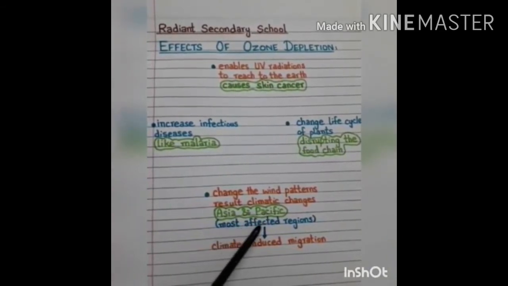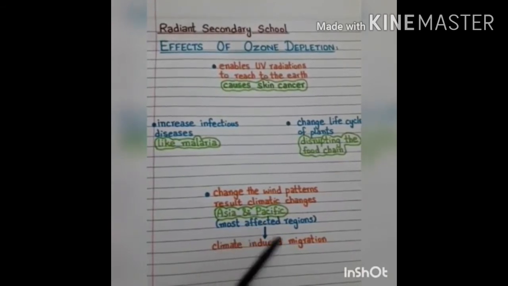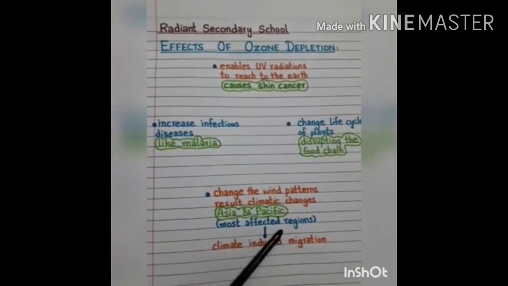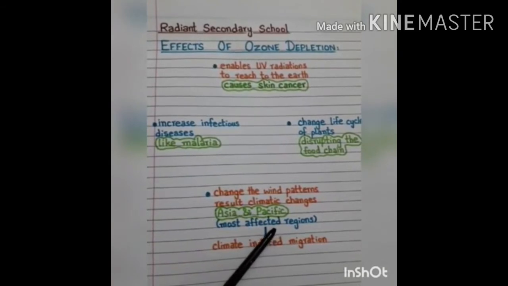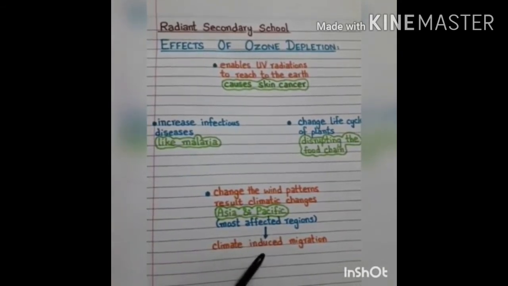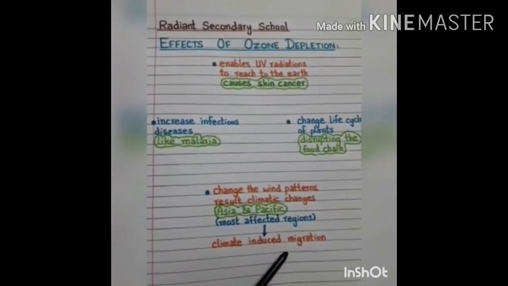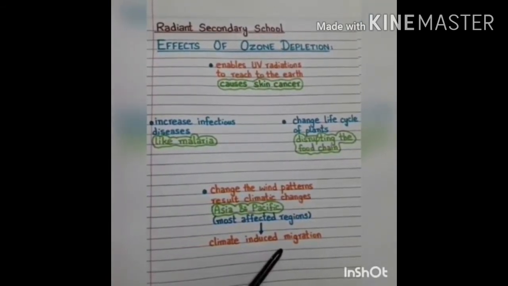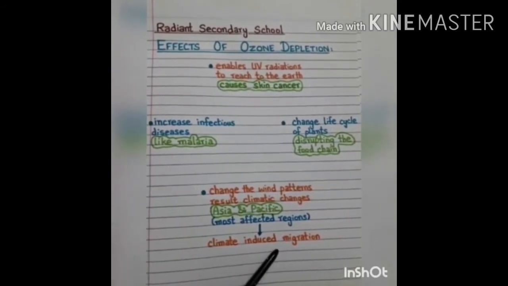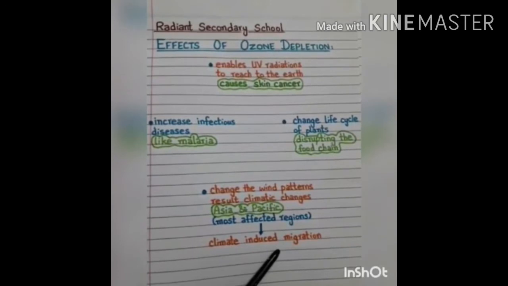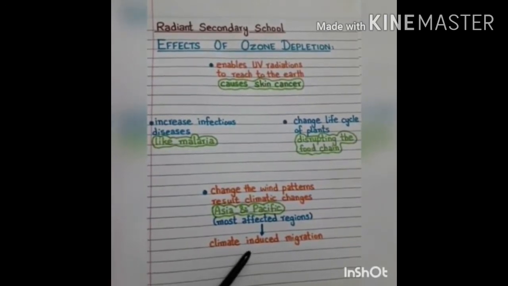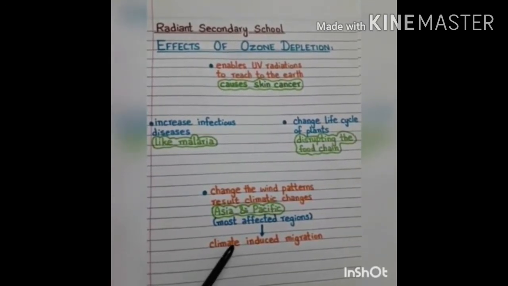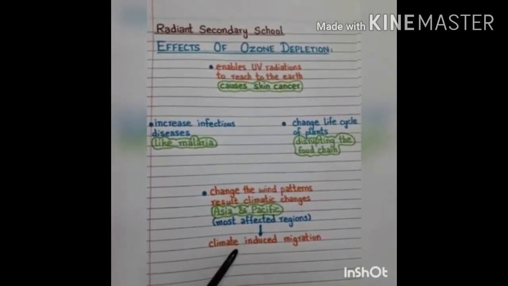And Asia and Pacific are the most affected regions by this ozone depletion, and it also causes climate-induced migration. Climate-induced migration is the migration in which people are forced to migrate temporarily or permanently from one area to the other due to these climatic changes. Now here is a video to show you ozone depletion.